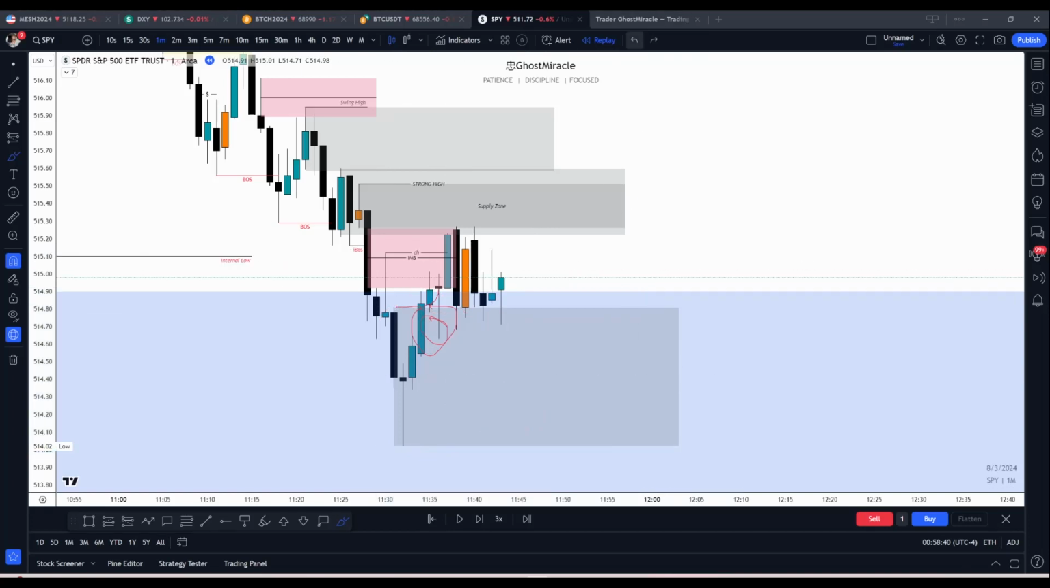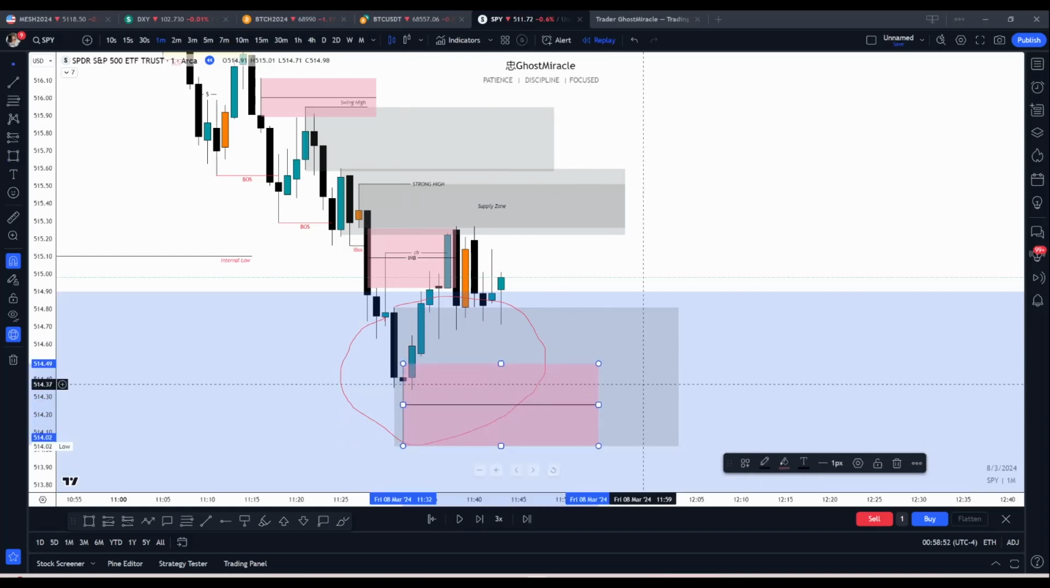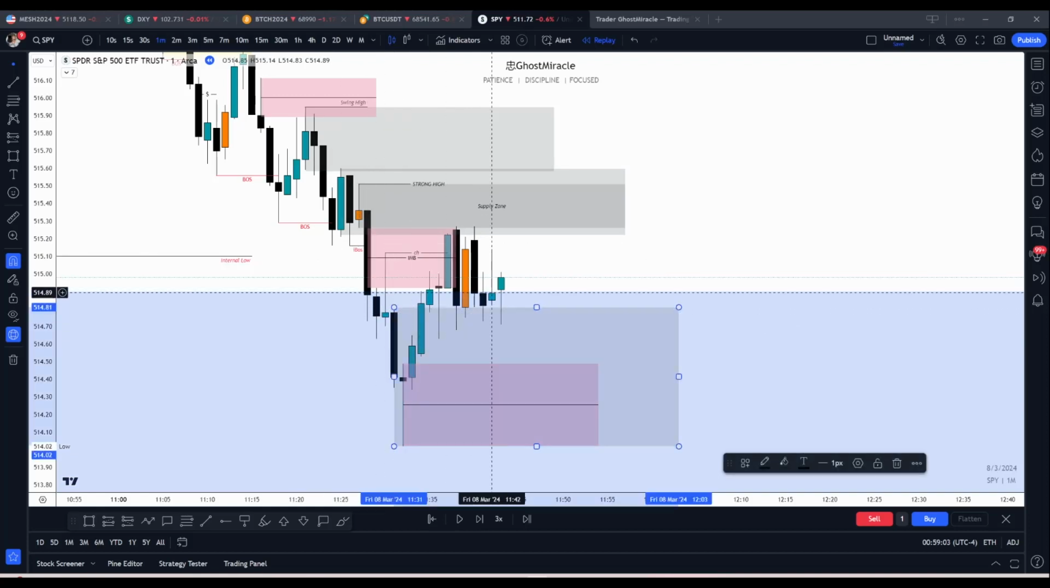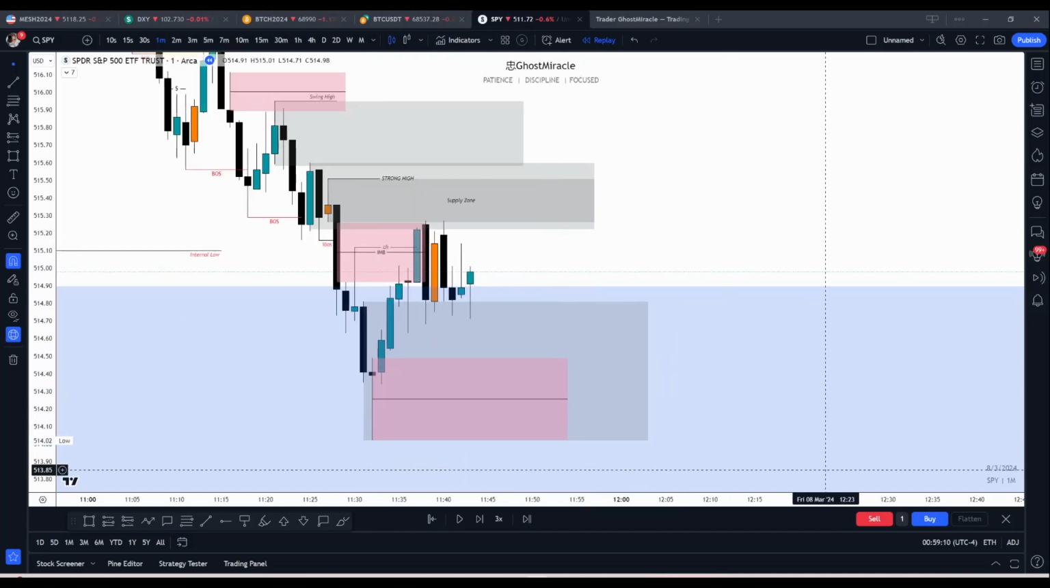So technically this area is already mitigated in some sense. This area has been mitigated. Now you can try and go for the more refined entry, but overall this order block, this buy side or whatever you want to call it, this buy order block is mitigated. Price gave you a change of character, but this was already mitigated.